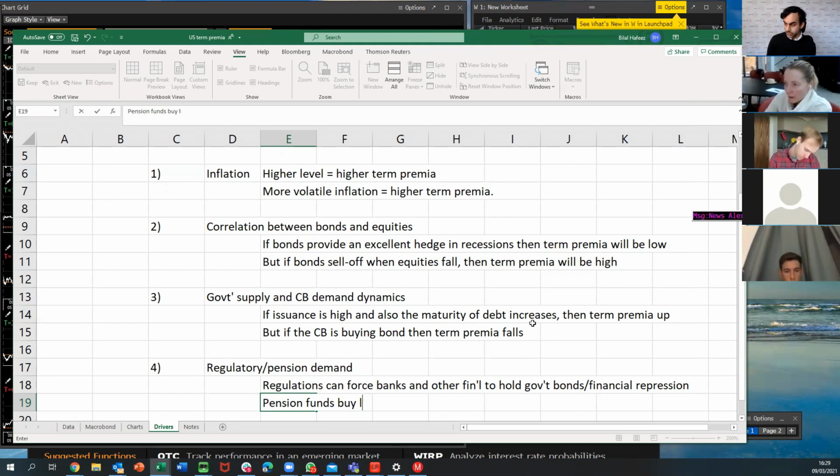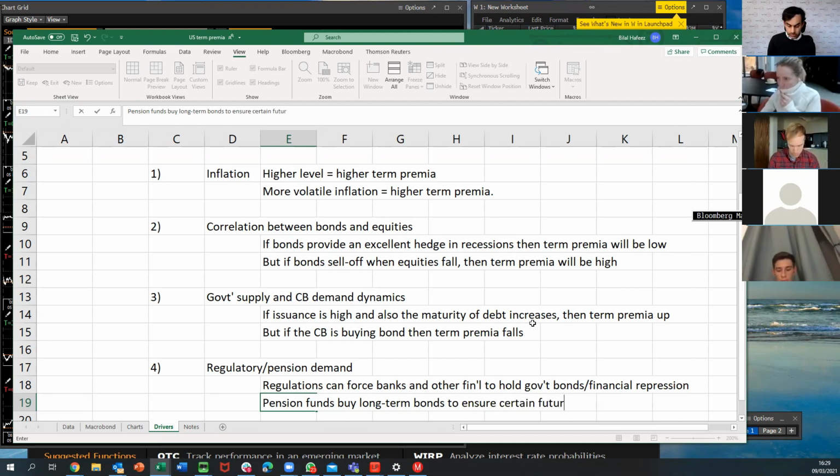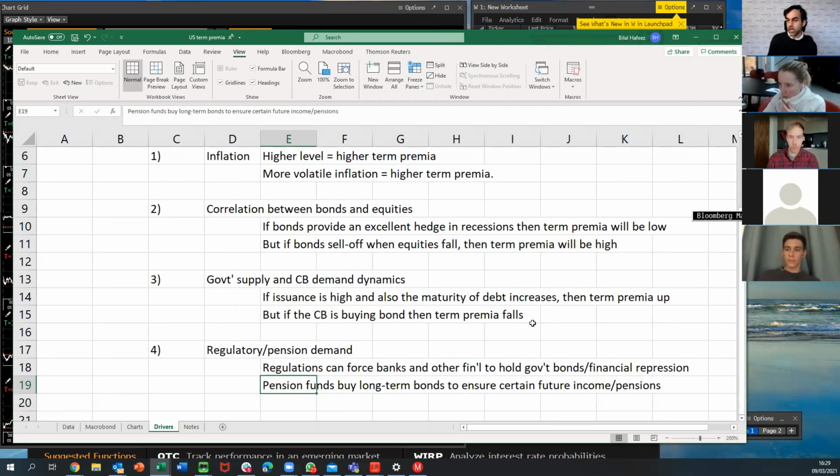They buy long-term bonds to ensure certain future pension income. So especially if you have an aging population, pension funds will become bigger and bigger buyers of bonds, because they need to make sure that they are able to pay out people's pensions in the next 5-10 years.